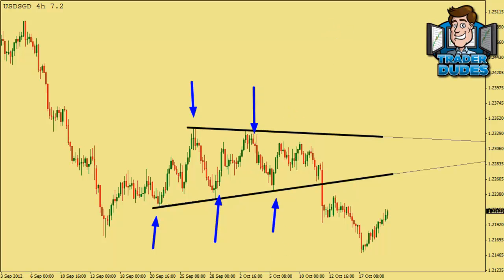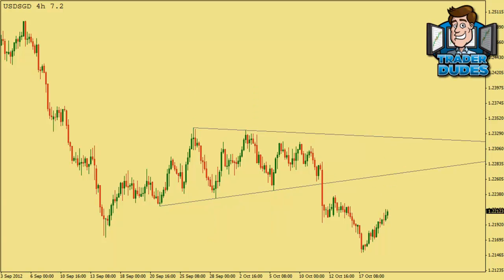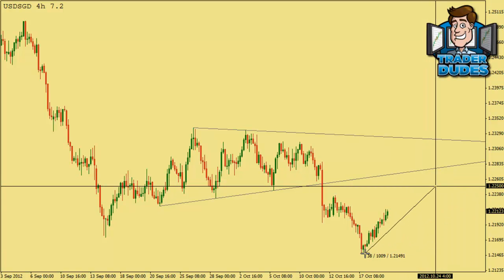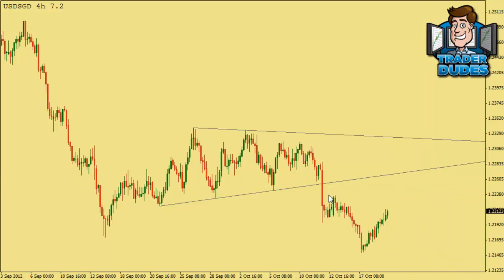Now, eventually, price broke out and ultimately went for, I think, let's have a look, it was something like just over 100 pips from where it broke out. So from where price broke out to the low that it reached was just over 100 pips.